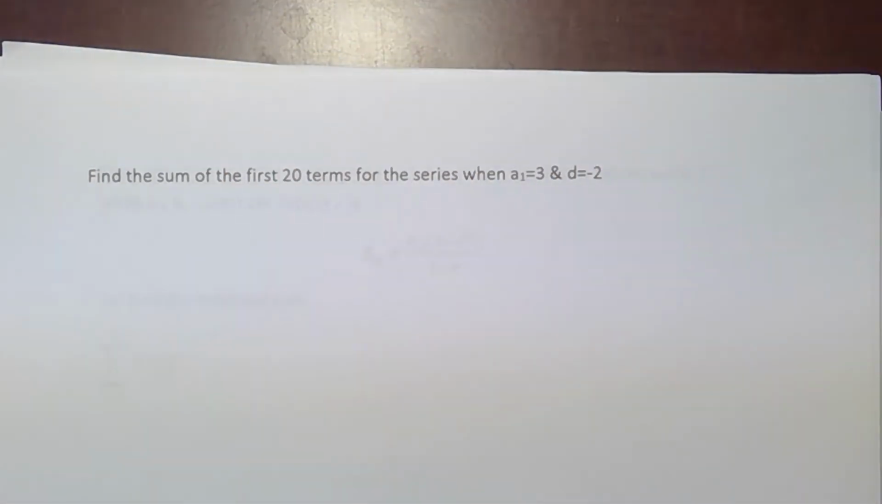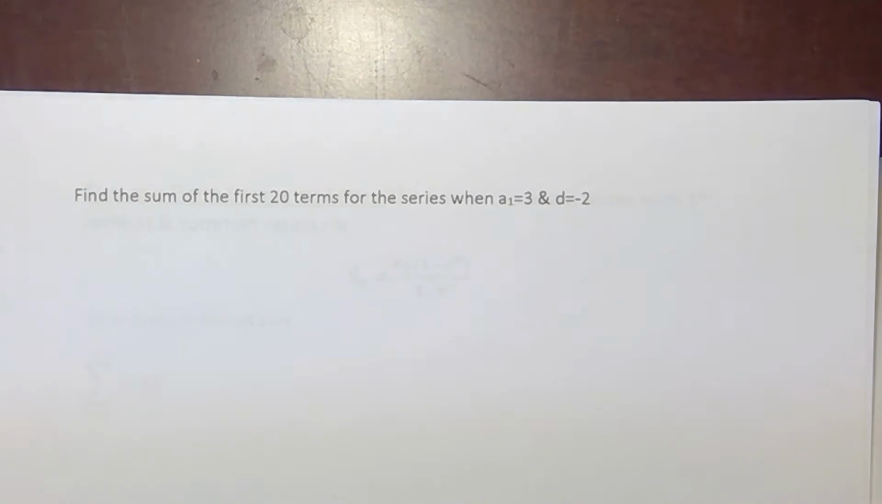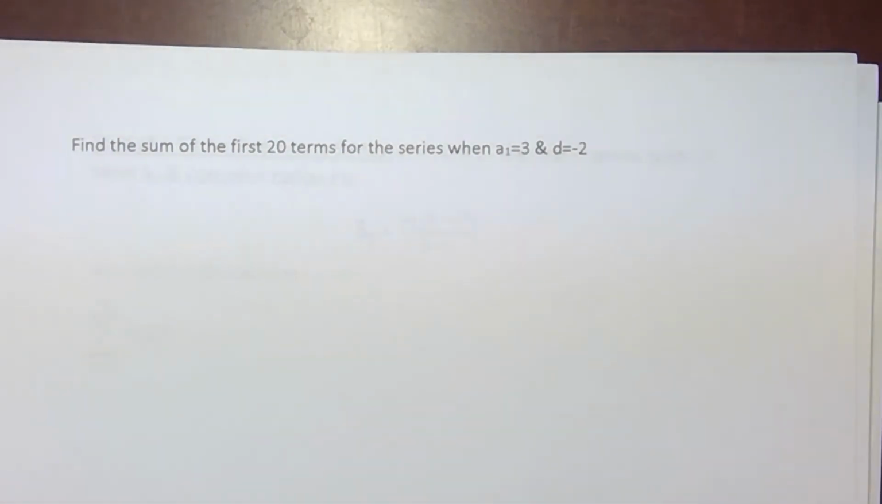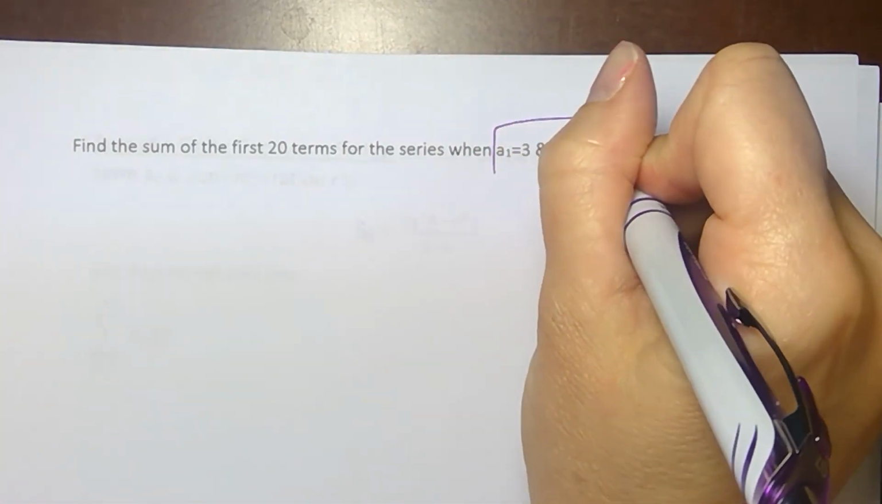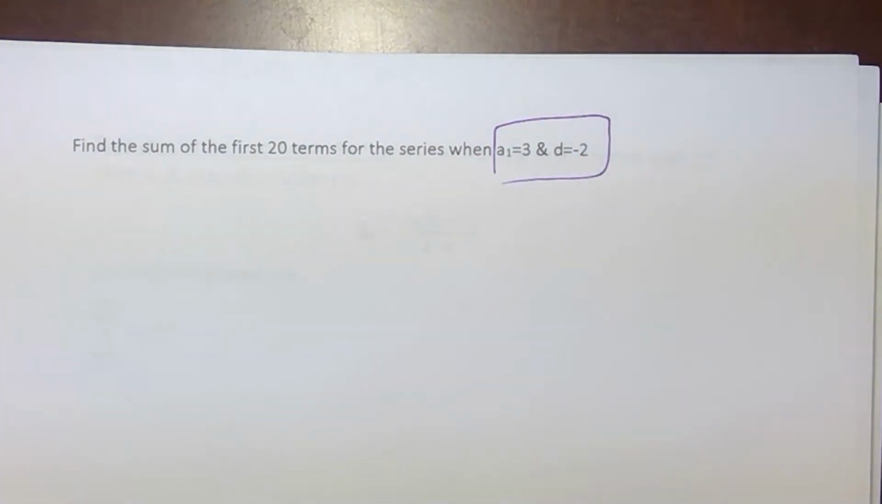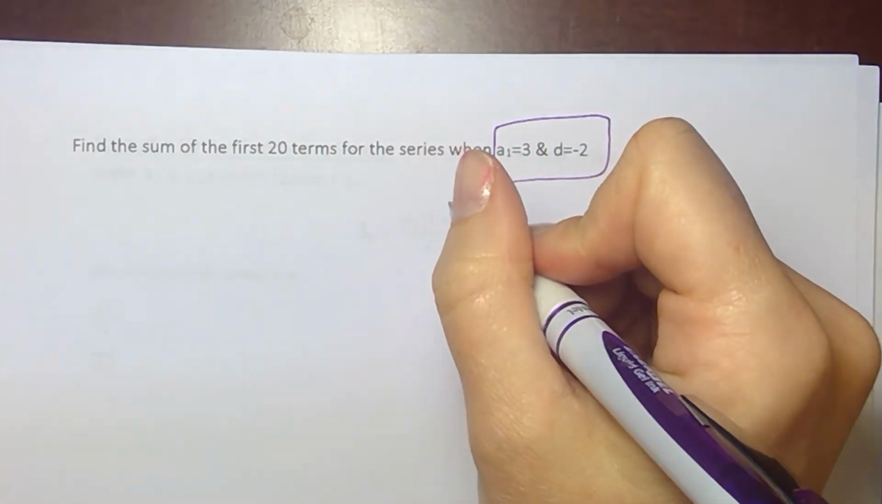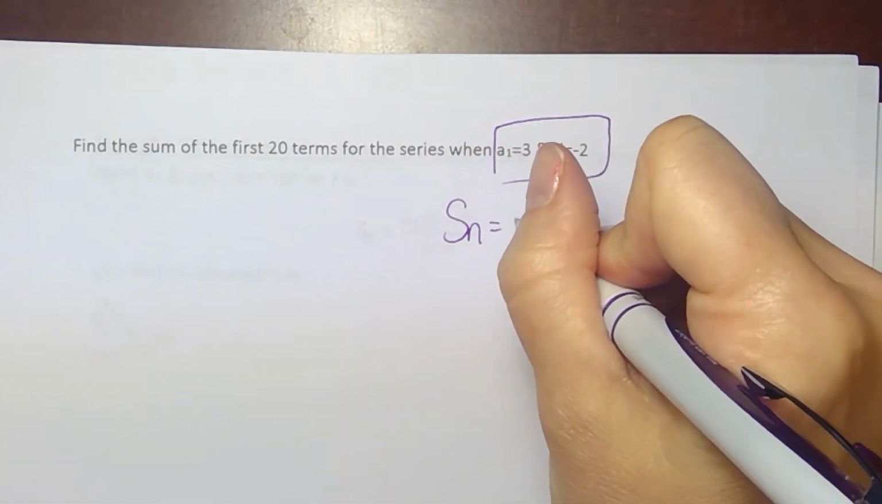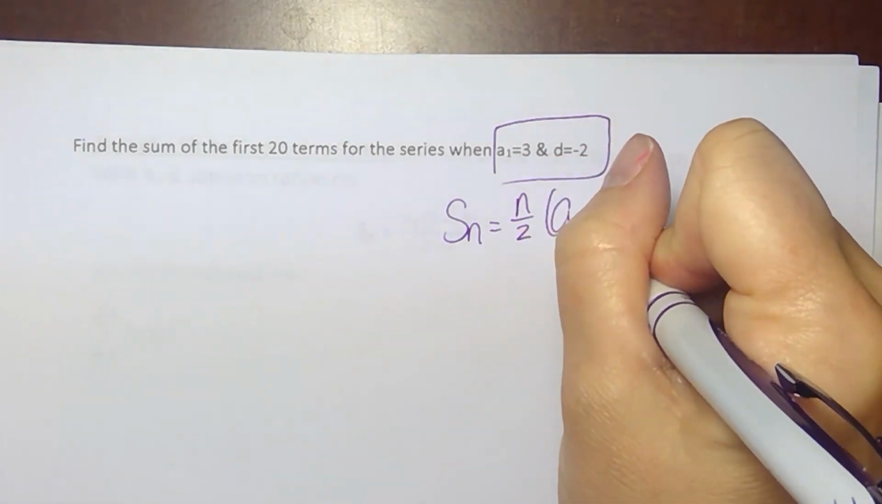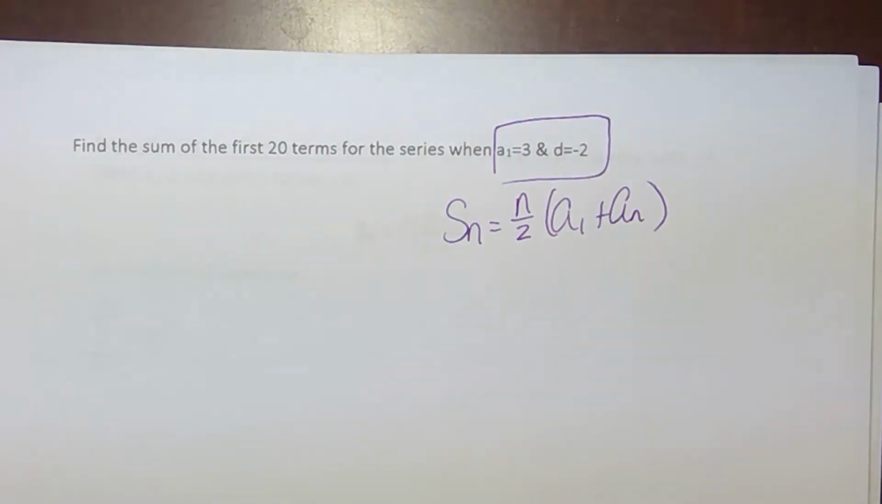One more example. Find the sum of the first 20 terms for the series when you're given the first term, 3, and a common difference of negative 2. Well, when I have a common difference, that means I have an arithmetic series. And I know when I'm finding the sum, I need S sub n equals n over 2 times the first term plus the nth term.